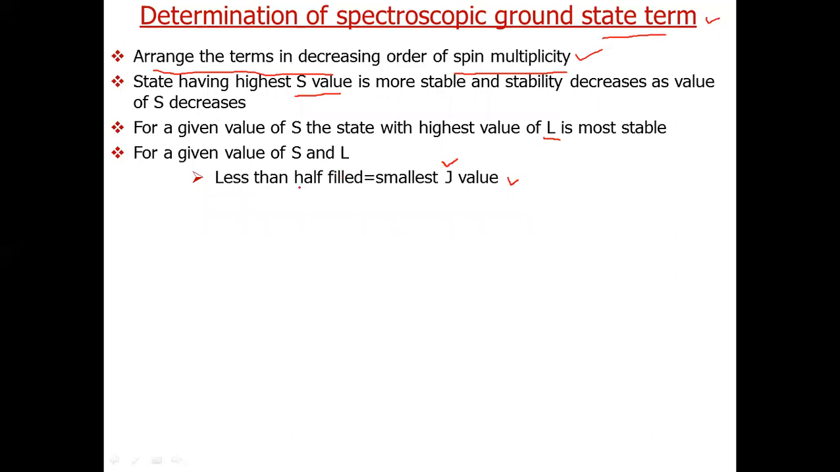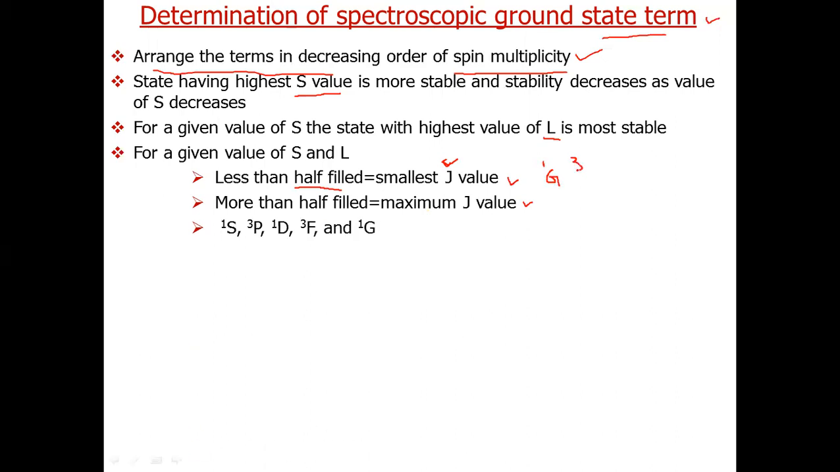So for the same values of L and S, we consider values of capital J. Now we have two rules. If the orbital is less than half filled, then we take the smallest J value. If it is more than half filled, we will take the maximum J value. Now let us try to find the term states for D2 configuration. For D2 configuration, the term states are 1S, 3P, 1D, 3F and 1G. These are the 5 term states possible for a D2 configuration.